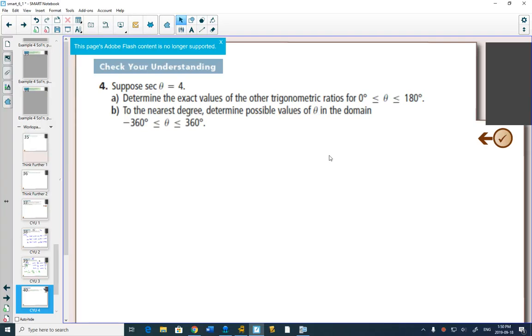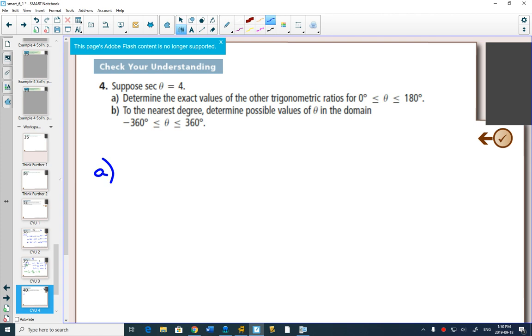Suppose secant of theta is equal to 4. Find all the other trig ratios from 0 to 180 degrees. And to the nearest degree, determine possible values in the domain from negative 360 to 360. So we'll look at part A first.